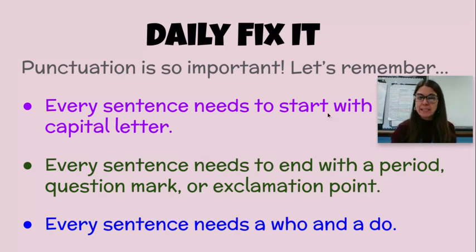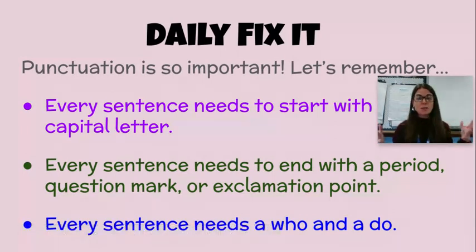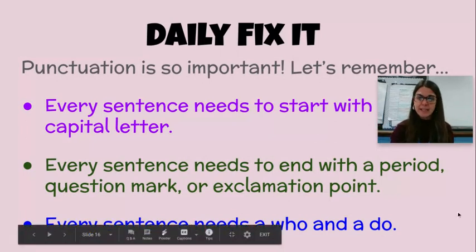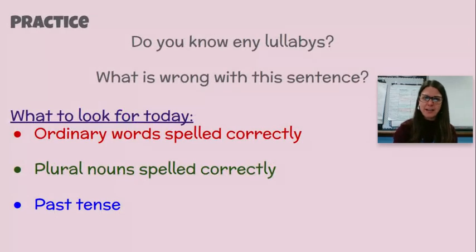Every sentence needs to start with a capital letter. Yes, every sentence. Every sentence needs to end with a period, question mark, or exclamation point, depending on what the sentence does, if it says a statement, asks a question, or shows a lot of feeling. Then you'll be able to tell what it should end with. And then every sentence needs a who and a do. You guys are pros at this. We've been working on this for a while. Today is your day to practice.